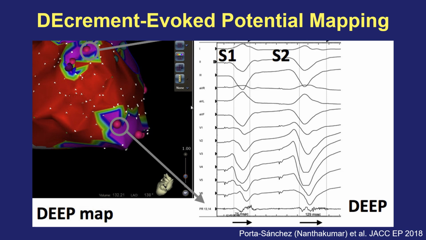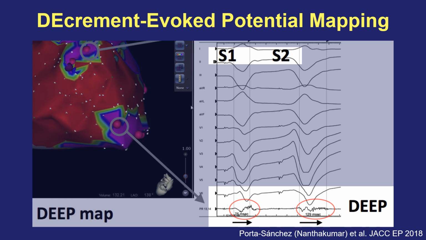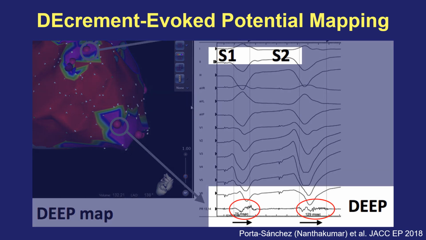So this group in 2018 talked about this deep mapping or decrement evoked potential mapping, where they did S1, S2 pacing, and they looked at areas within the scar that showed late potentials or fractionated potentials that were pushed out later during shorter coupling intervals, signifying that there was decrement in that tissue as another potential way to identify critical substrate for VT without actually having to put the patient in VT. Again, just another substrate principle that is helping us do VT ablation using techniques other than entrainment mapping.